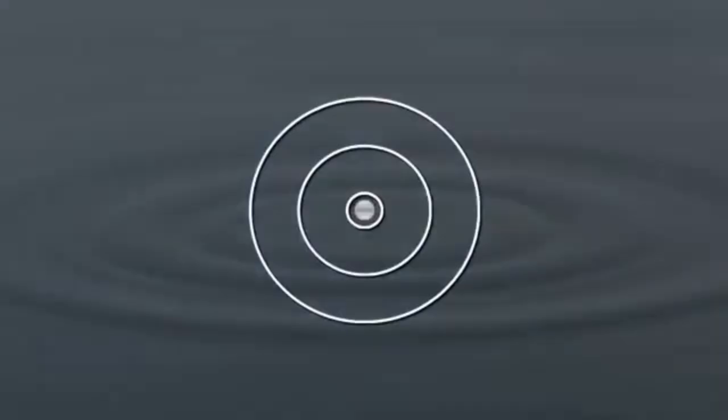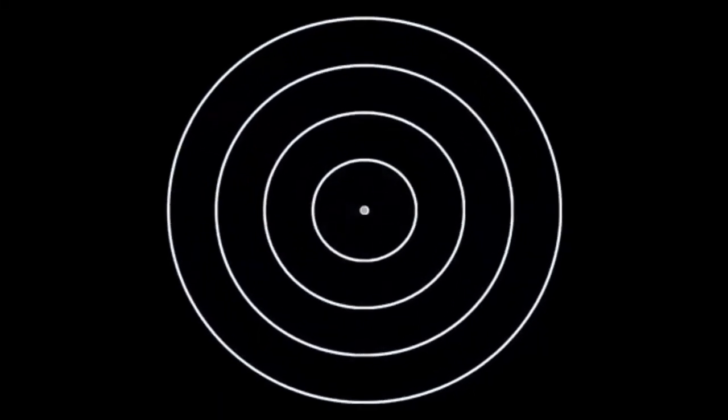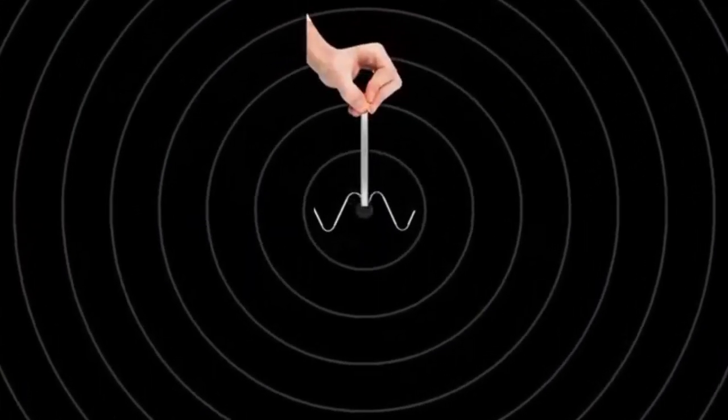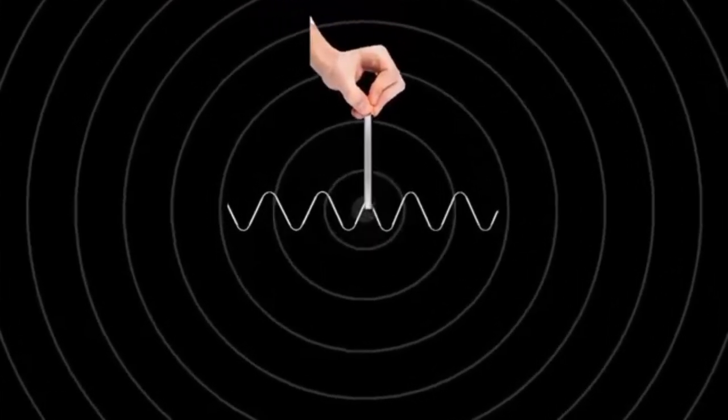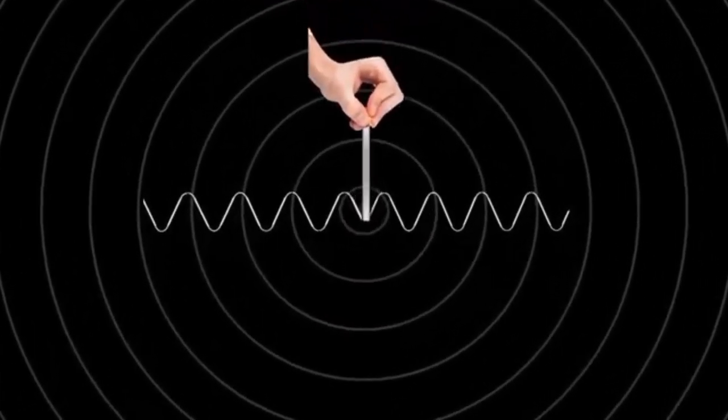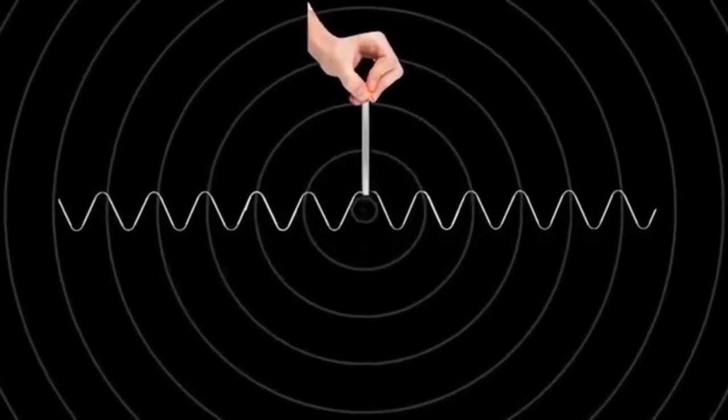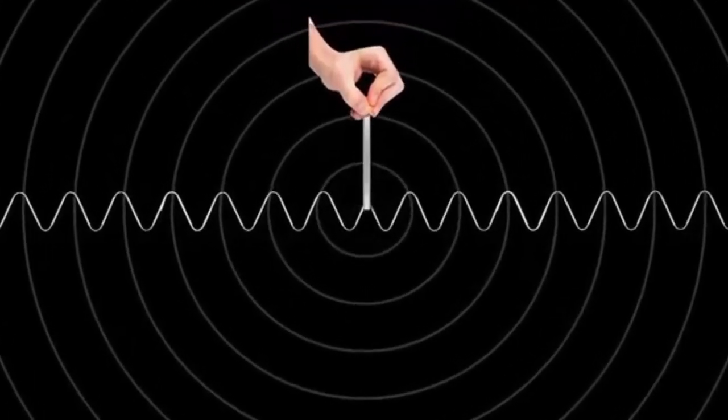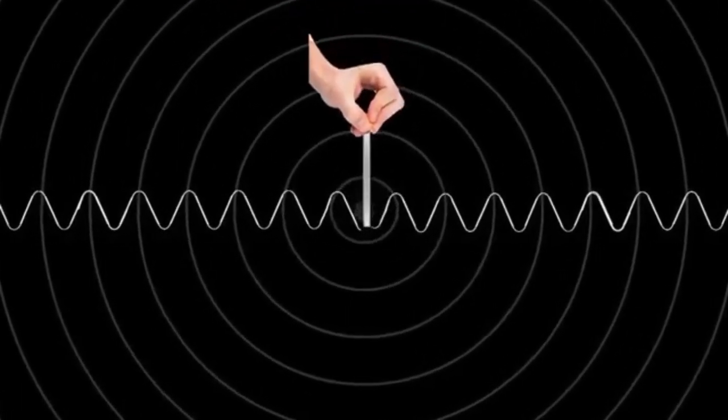Here are some continuous circular waves being made by a point source, as shown from above, so that we can see their crests moving outwards. We can also show the waves side on, where it's easier to see what's making them. For example, here a rod is being dipped in and out of the water.